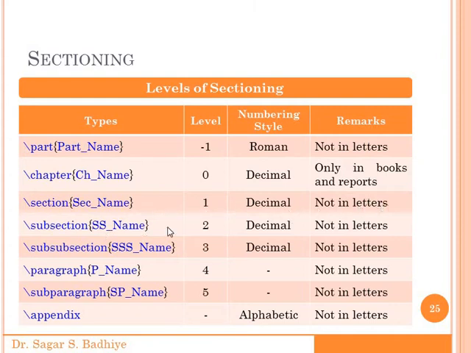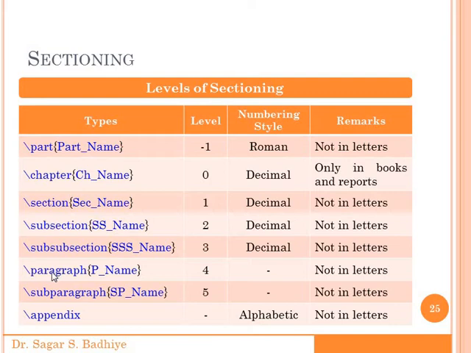The next level is the second level section, that is subsection. Again decimal numbering style is used, and these are not in letters. Then we have subsubsection, the level is 3. Again the numbering style is decimal, and these are also not in letters.